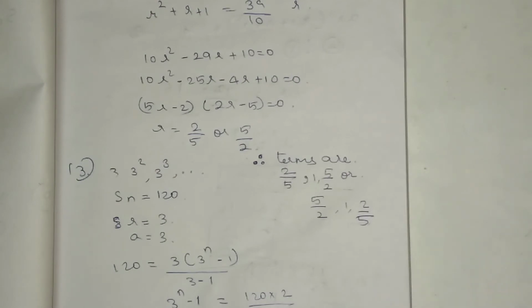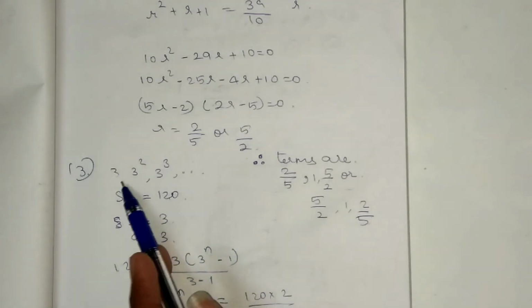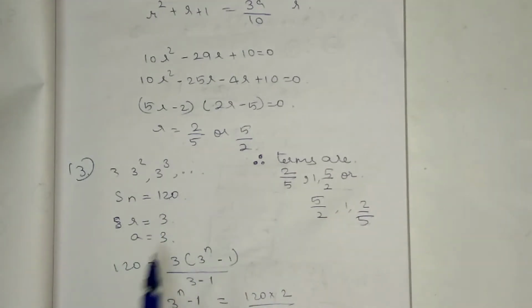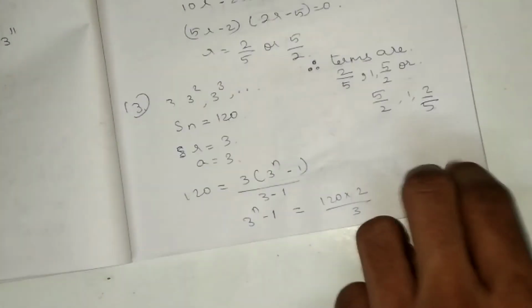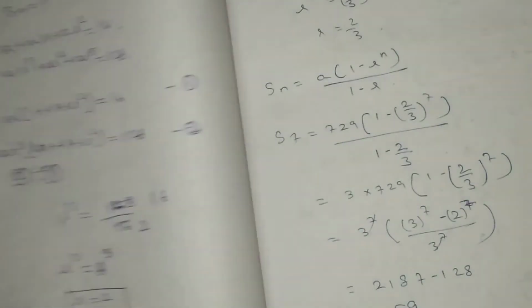Now in the 13th question, how many terms of the GP are needed to give the sum 120? So they have given the summation of n terms as 120. They have given us the r. Since they have given us the GP, we can find the r and a. And we can find out the n quite easily by substituting all these values in the formula.